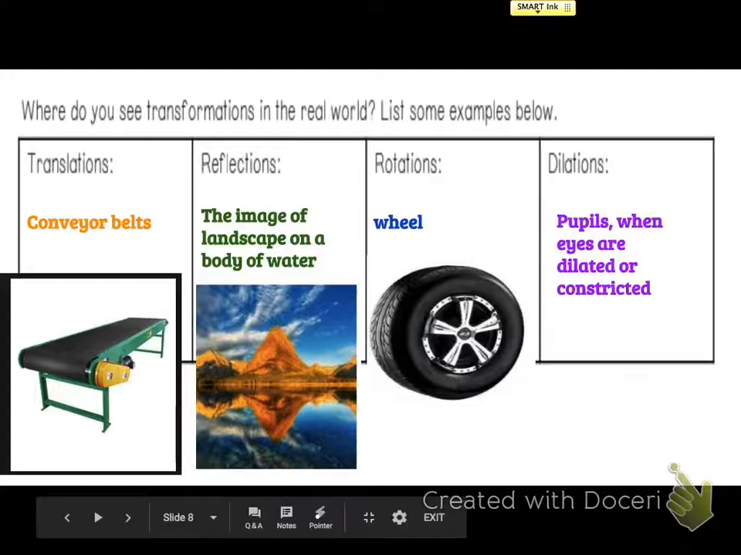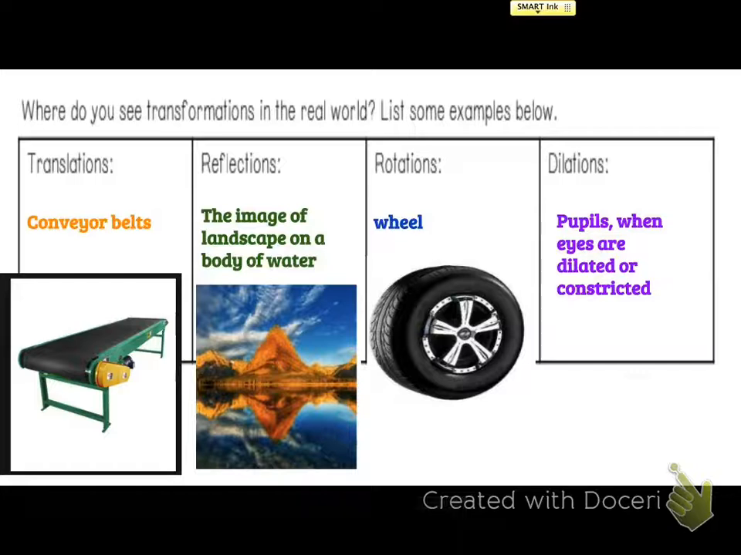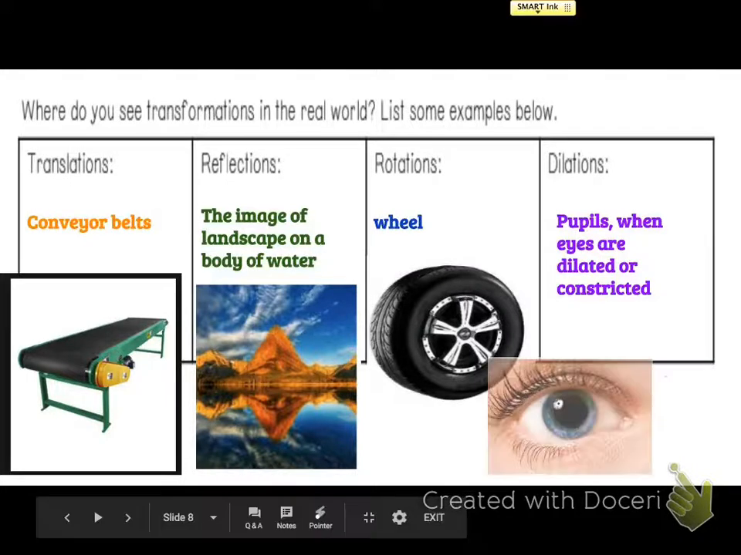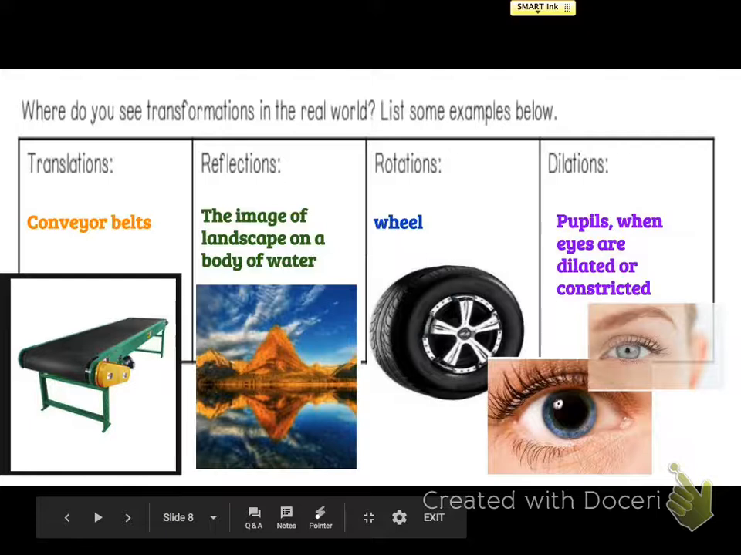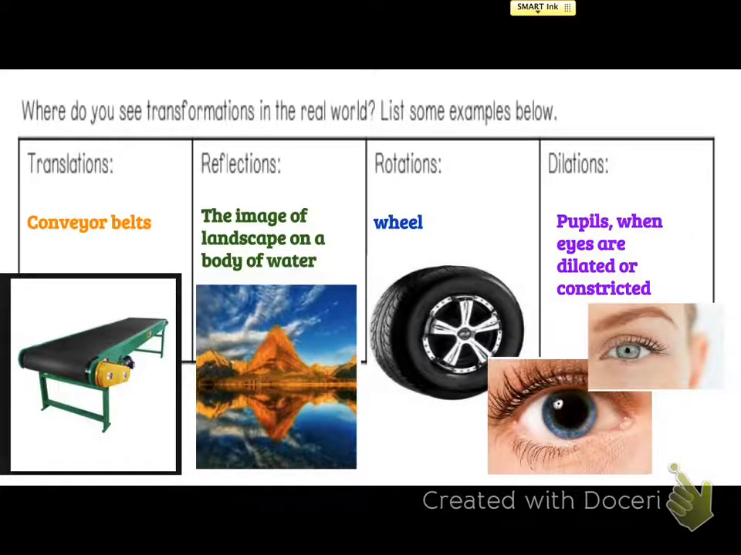So dilation. Think of your pupils. When you come into a building or you leave a building, your eyes dilate based off of the amount of sunlight you're getting. So you have a dilation where it's larger, or you have one where it gets smaller. Obviously the bottom picture is where the dilation is bigger, right? And the top picture is where the dilation is reduced.